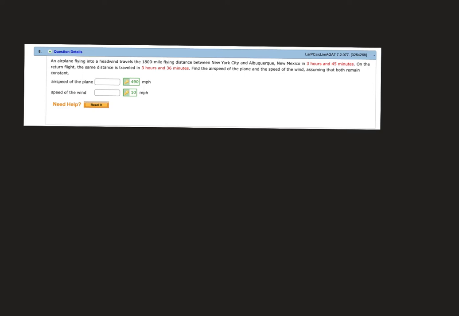So that's the faster one. Find the airspeed of the plane and the speed of the wind. So distance equals rate times time, and we need that for both of them. The difference is when you're accounting for wind speed or tailwind or headwind, like all different kinds of words go into that. That's affecting your rate.